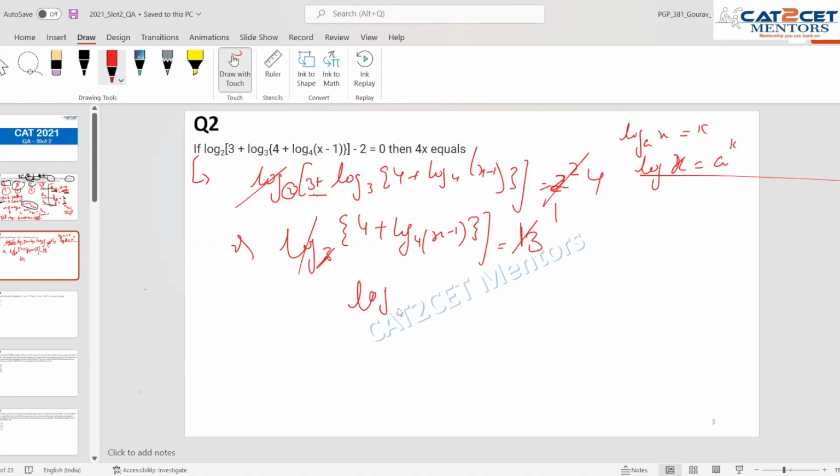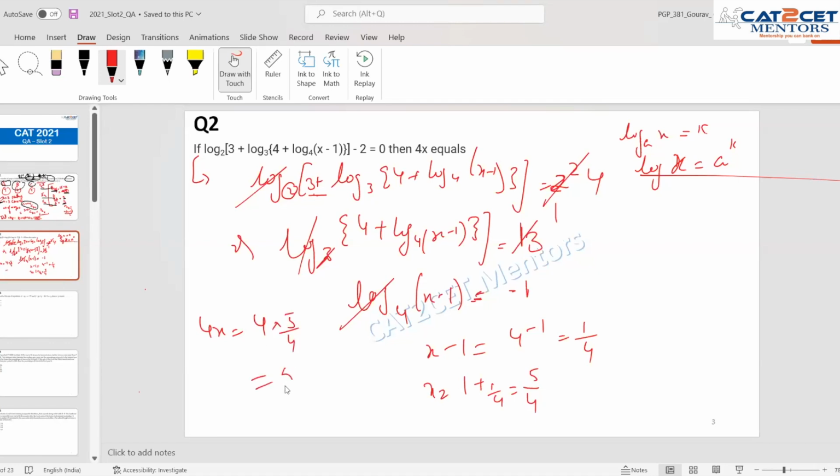Now doing it again, log base 4 of (x minus 1) will be 3 minus 4 equals minus 1. Now we will take this log, this method, take this 4 to this side, eliminating the log. This will be x minus 1 equals 4 raised to the power minus 1, which equals 1 by 4. So x will be equal to 1 plus 1 by 4 equals 5 by 4. And we need to find the value of 4x. This will be equal to 4 into 5 by 4. The answer will be equal to 5.